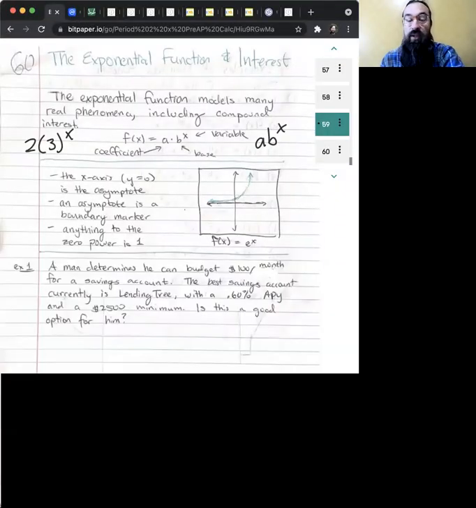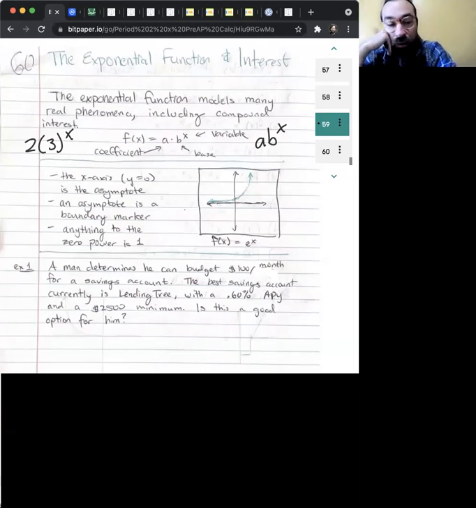All right, so we're moving to the next section. Go ahead and get this written down. It says a man determines he can budget $100 a month for a savings account. The best savings account currently is Lending Tree with a 0.6% APY and a $2,500 minimum. Is this a good option for him? So get a copy down, think about it for a second, and we'll talk about it.